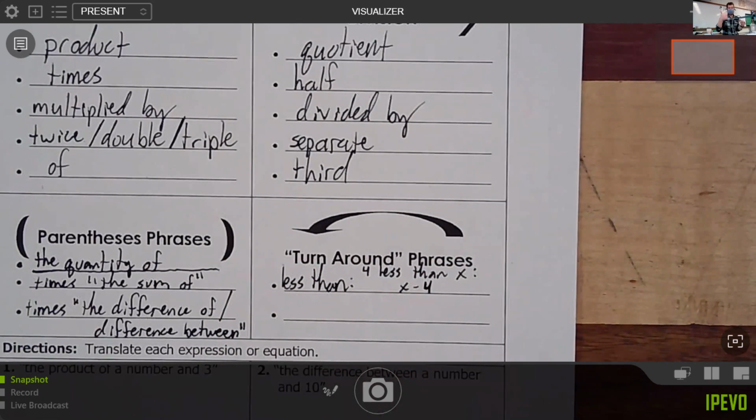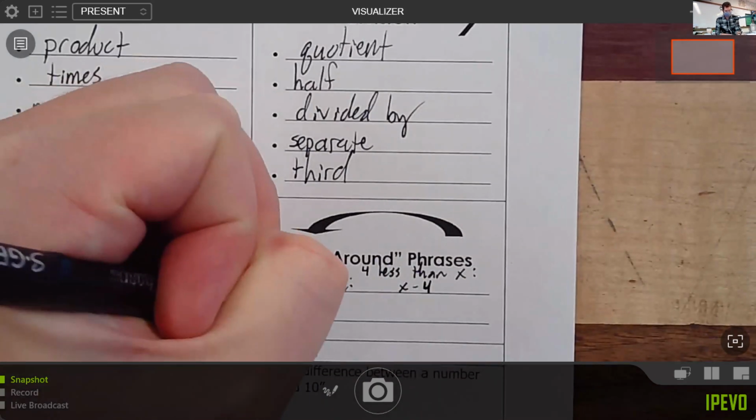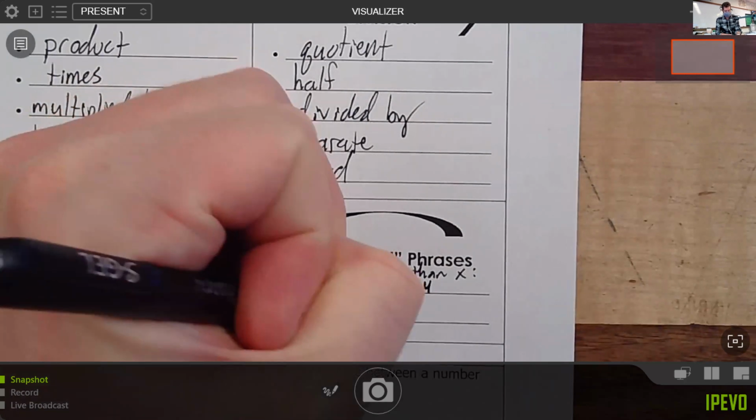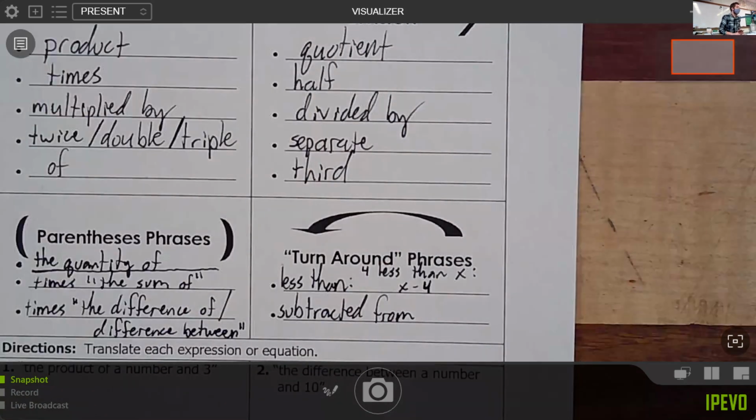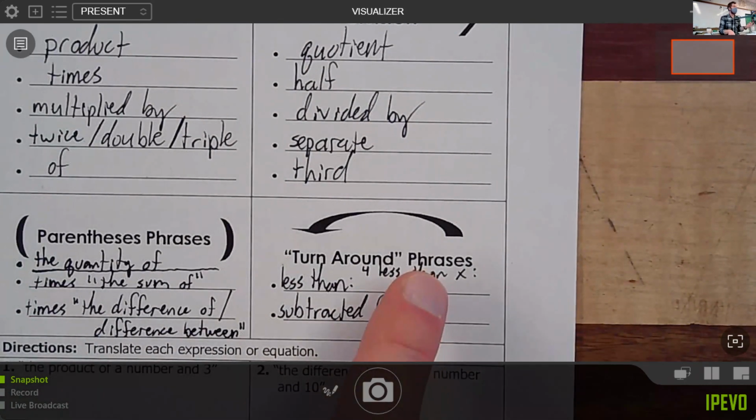So if you see the words less than, or if you see the words subtracted from, then you know that whatever number is there and whatever variable is there in the phrase needs to be flipped around for the expression. And it would be the same type of phrase that we did with less than. So if I were to say 4 subtracted from x, it would still be x minus 4. Or if I were to say 2 subtracted from 10, you would still take 10 and subtract 2. So you're going to flip those around.